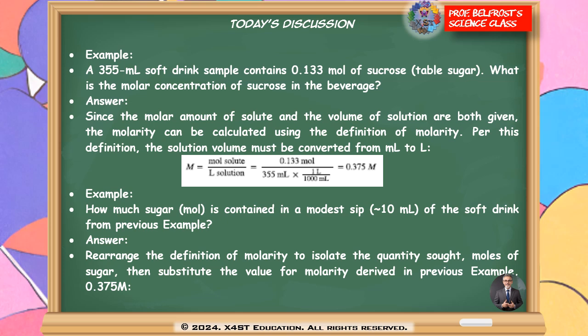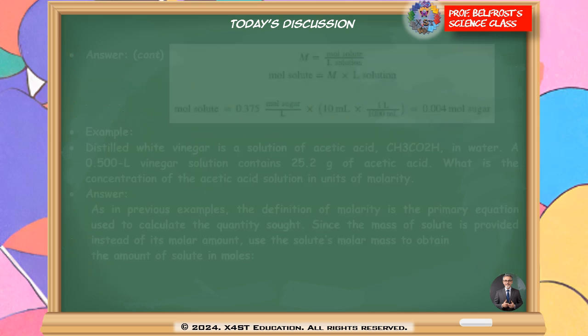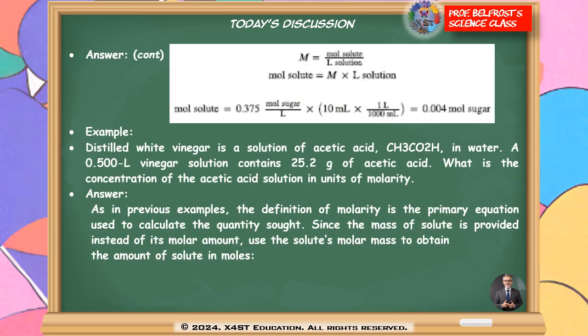The second example is how much sugar, in moles, is contained in a molar sip, which is about 10 milliliters of the soft drink from the previous example. We know that the molarity is 0.375 molar. Moles of solute is just the molarity times the volume, so it gives us about 0.04 moles of sugar.